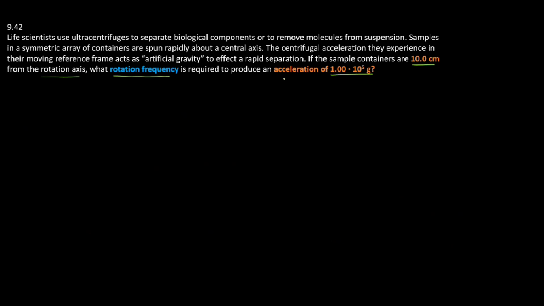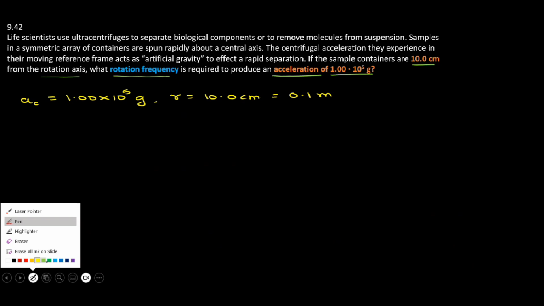Again, this is centripetal acceleration and not mass. Do not confuse this g with the unit gram. So I will write what the question has given me. We have centripetal acceleration AC, which is 1 times 10 to the power 5 g. Then I have the distance from the rotation axis, which we write as r, 10 centimeter. And I can convert this to meter by dividing this number by 100. We get 0.1 meter. I want to find the rotation frequency.